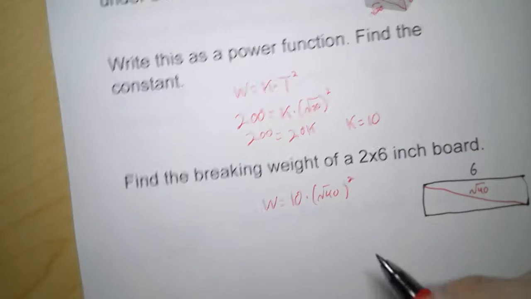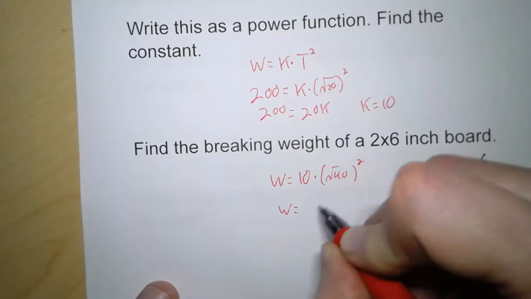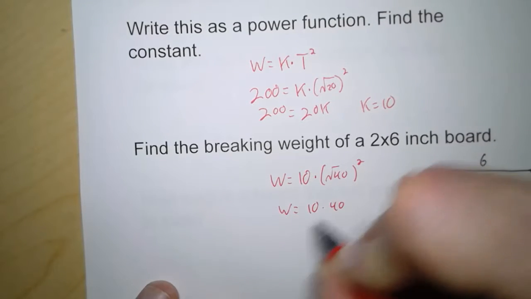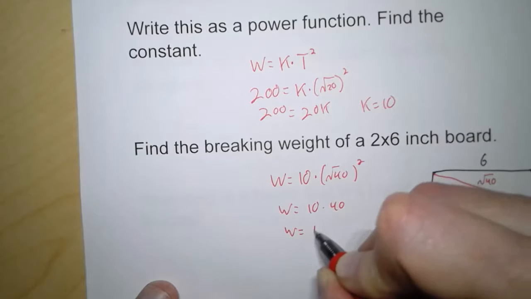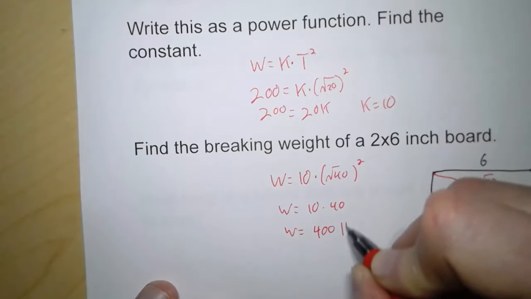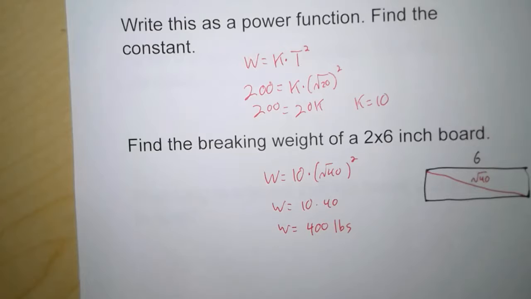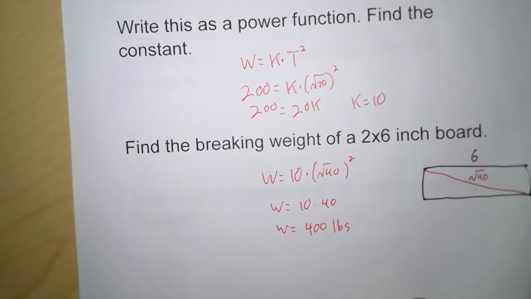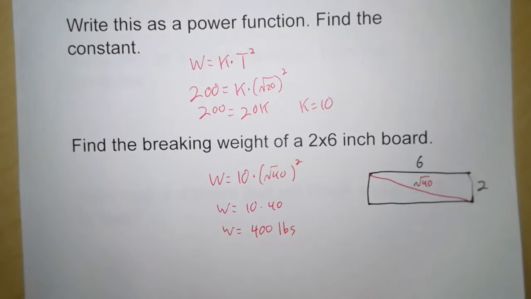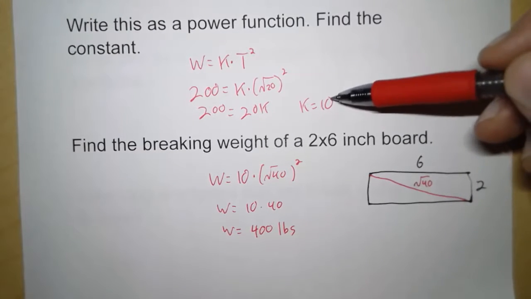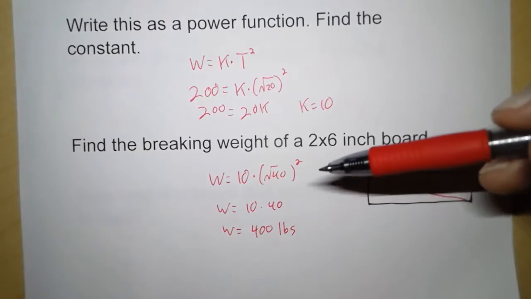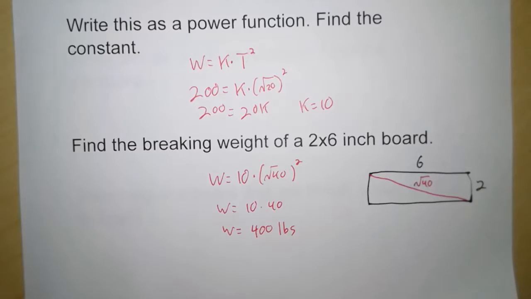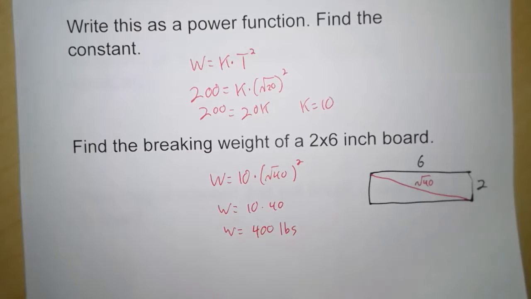So we plug in square root of 40, and so we get 10 times 40, and so our breaking weight of this board is 400 pounds. So just by adding those 2 extra inches, we doubled the strength of it. We doubled its breaking weight. So once you find that constant, then you can use that for every subsequent problem, plugging in what you know. In this case, we knew the thickness.